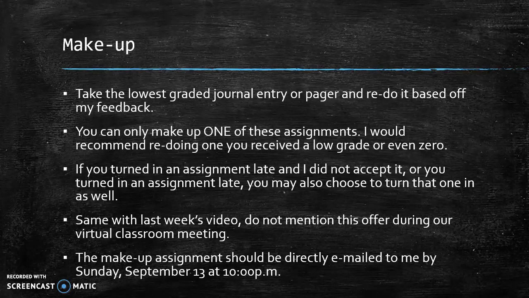Take the lowest graded journal entry or one-pager and redo it based off my feedback. You can take one of these assignments and make it up. One, not two, not three, not all, one. I would recommend doing one you received a low grade or even a zero. Okay? If you turn in an assignment late and I did not accept it, you may choose to turn that one in as well. So if you received a zero or if you received half credit, you could turn that one in again and potentially get full credit. Same with last week's video.